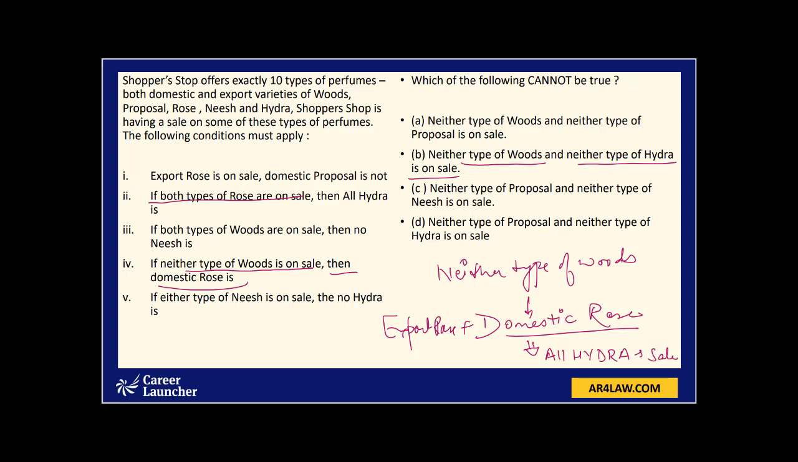That means option B cannot be true. Neither type of woods and neither type of hydra is on sale. That is not true. If I am ensuring that none of the type of woods is on sale, then all type of hydra would be on sale. So this particular conclusion or this particular situation can never be true.